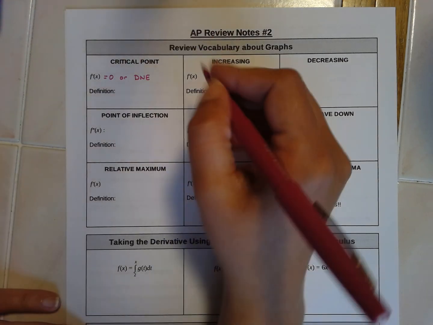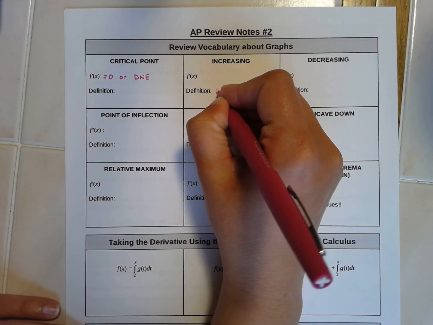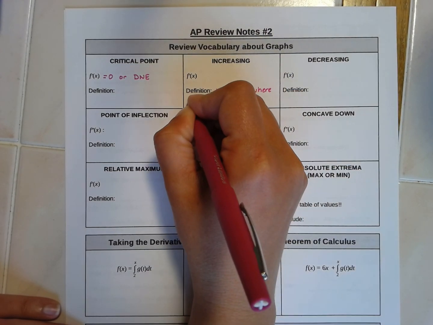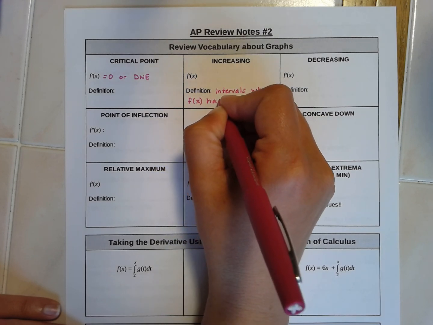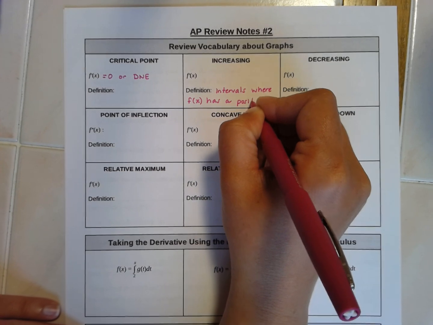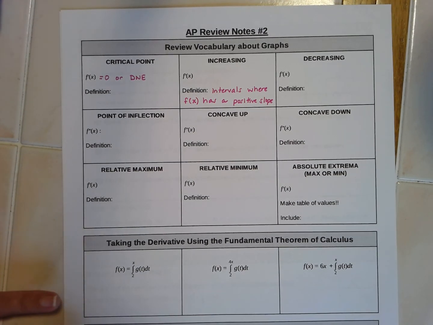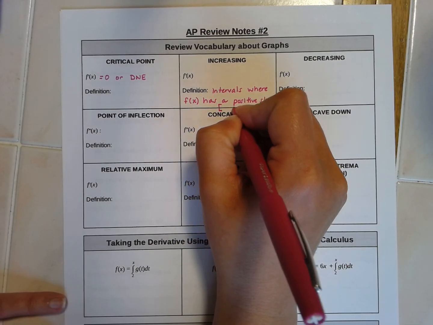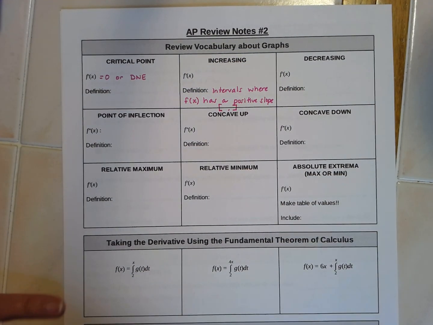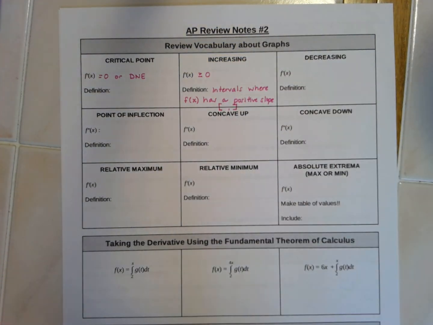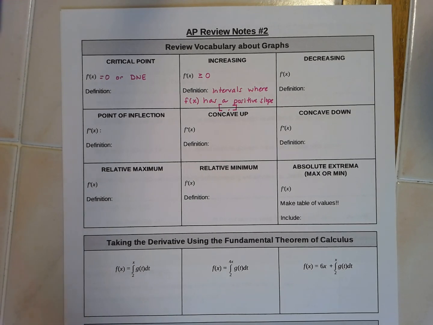If we were looking for where a function was increasing, that means it's the intervals where f of x has a positive slope. Now, when we're writing these intervals, we always use closed brackets for all of our intervals for increasing, except for, of course, if one of our numbers is infinity. So in this case, our f prime of x would be greater than or equal to 0. And again, if we're asked to justify our answer, we would say because f prime of x is greater than or equal to 0.